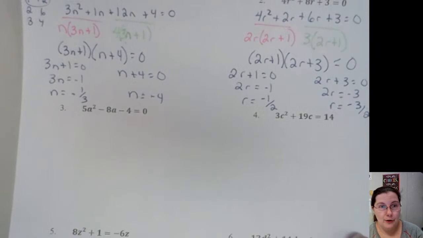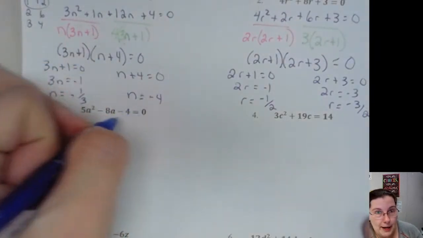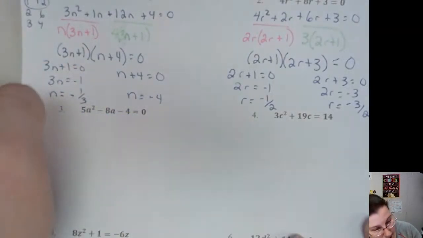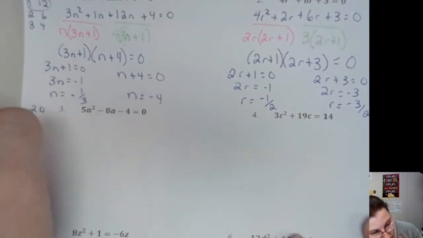All right, looking at number 3. So again, we're multiplying our a and c. So 5 times 4 is going to give me 20. My factors of 20, I have 1 and 20, 2 and 10, 4 and 5.